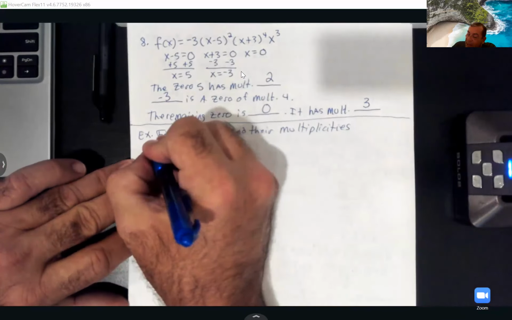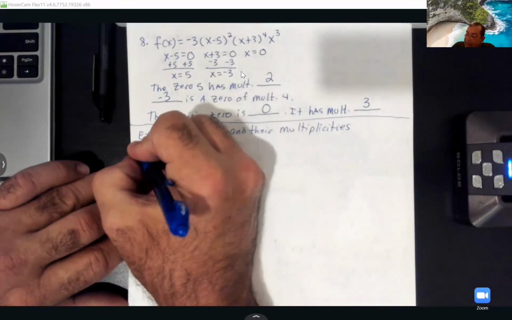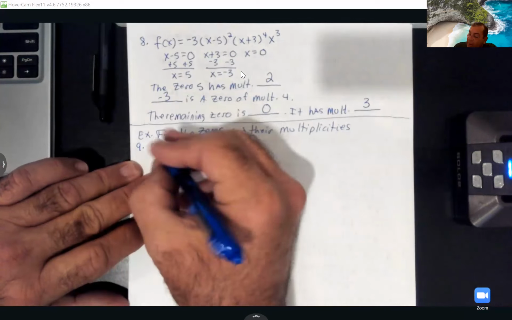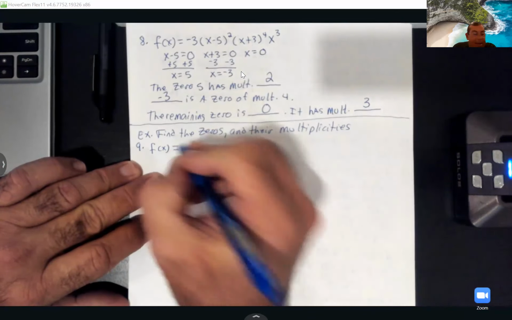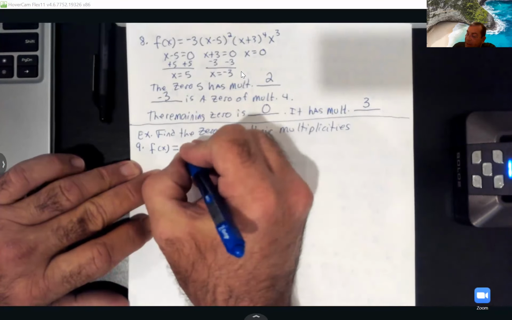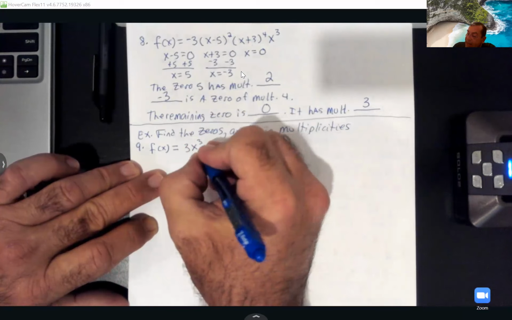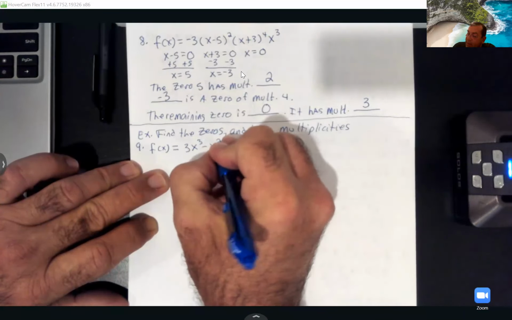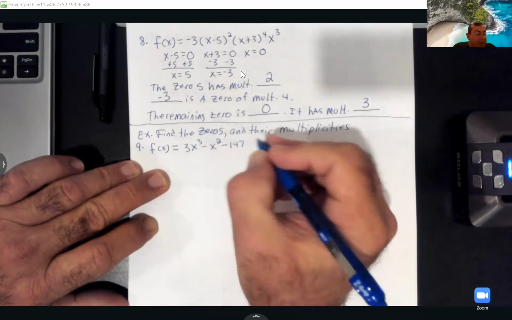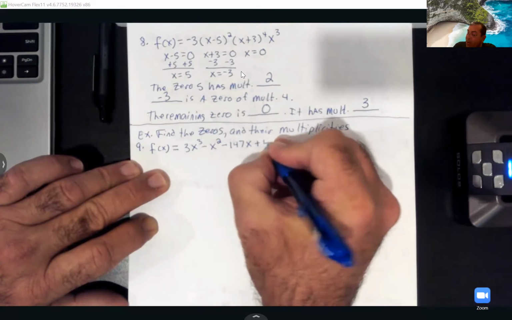So y'all, they're giving me f of x. So this would be like 9 and 10. 9 and 10 are just like this one I'm about to do. So I got f of x equals 3x to the third minus x squared minus 147x plus 49.